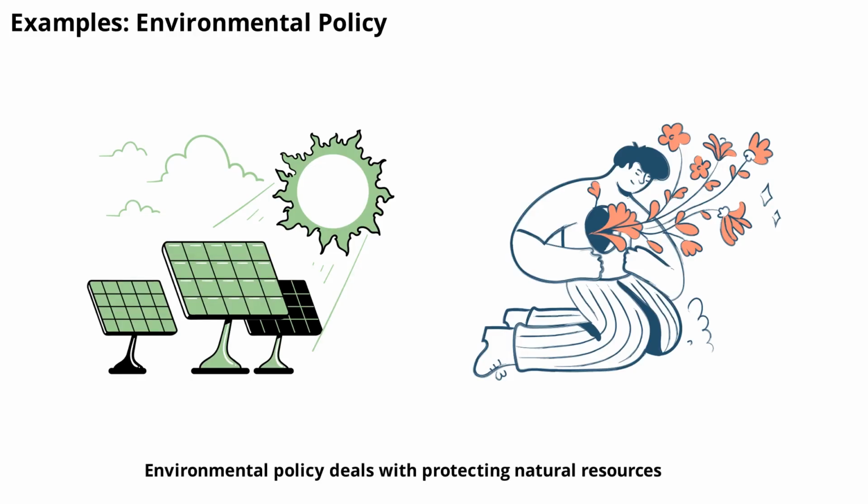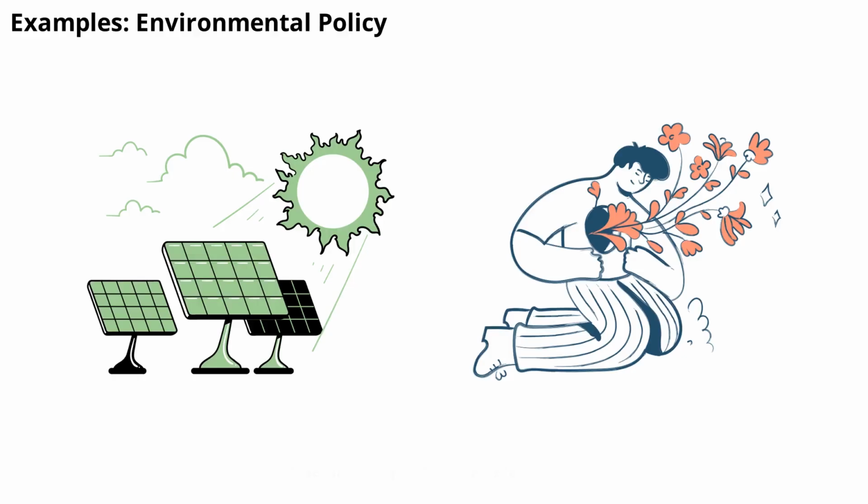Environmental policy deals with protecting natural resources and addressing issues like pollution and climate change. Governments might set limits on emissions, promote renewable energy, or create protected areas for wildlife. These policies are crucial for ensuring a healthy environment for current and future generations. For instance, a policy banning single-use plastics can reduce waste and protect oceans. Environmental policies often require cooperation between countries, businesses, and individuals.